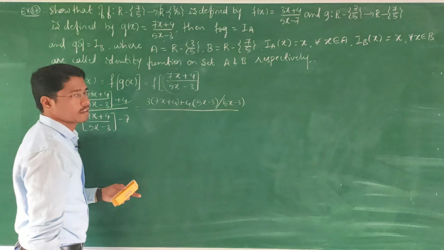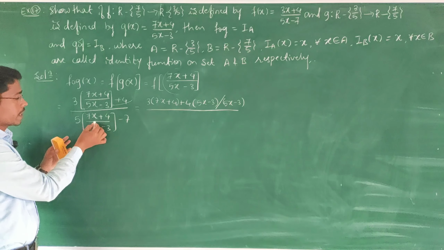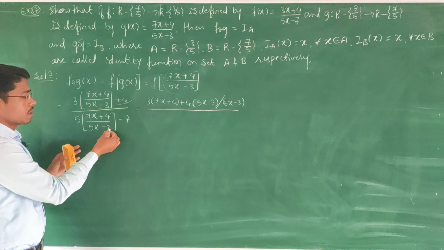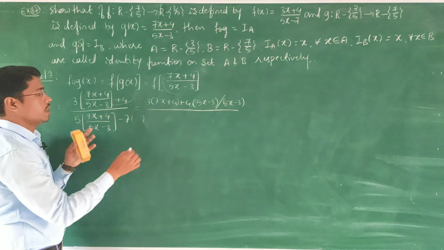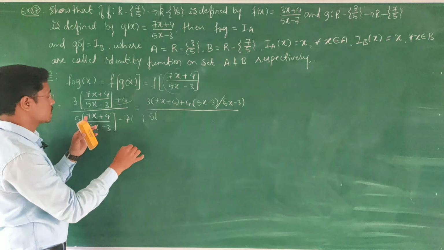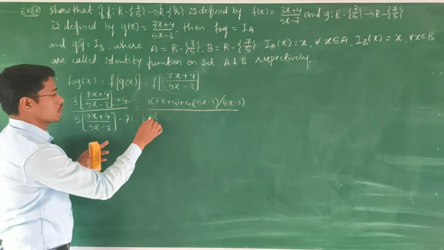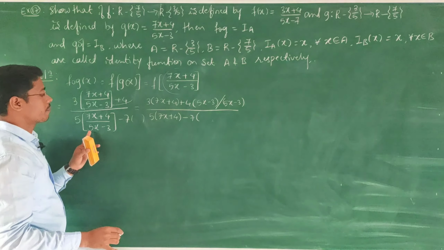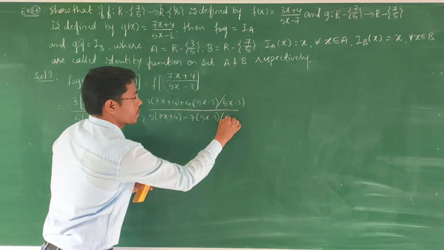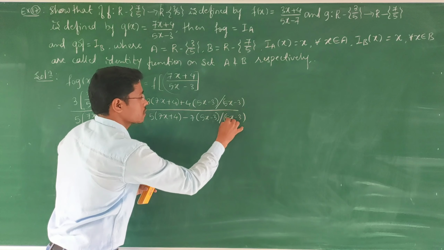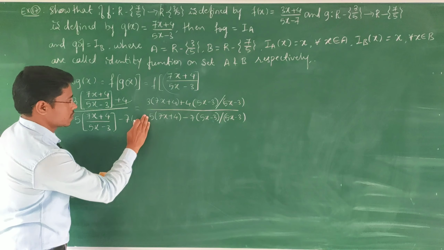Now come to the denominator. Here also we have 5x minus 3 as the LCM, and multiply it to the 7. So 5(7x + 4) minus 7(5x - 3), whole divided by (5x - 3). So this is equal to, and here we can cancel this 5x minus 3 in the numerator and denominator.